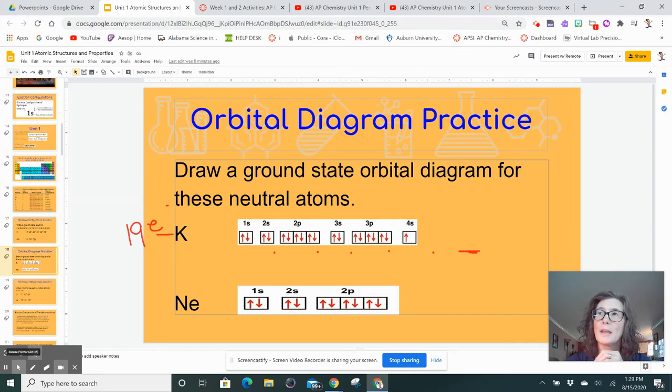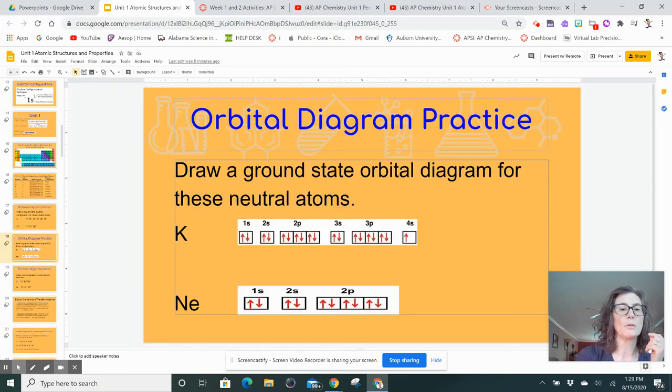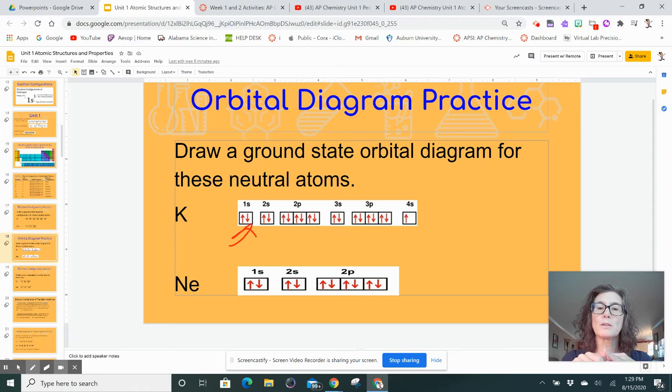Orbital diagrams, same. I do the same thing, I just write it differently. Instead of writing the subscript, I'm going to write the 2 arrows for the 2 electrons. So I'm going to put in my 2 electrons in the 1s, then the 2s, the 2p, the 3s, the 3p, and this would be my last valence electron here, the 4s1. So electron configuration and orbital notation are the same thing, just 2 different ways of writing it.